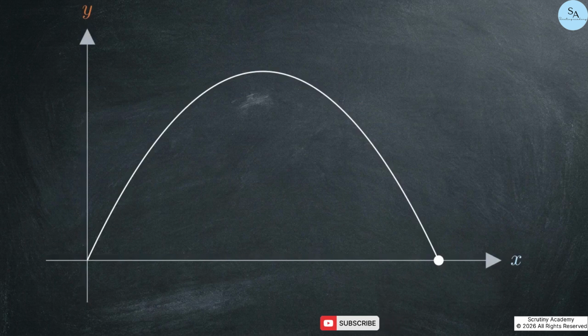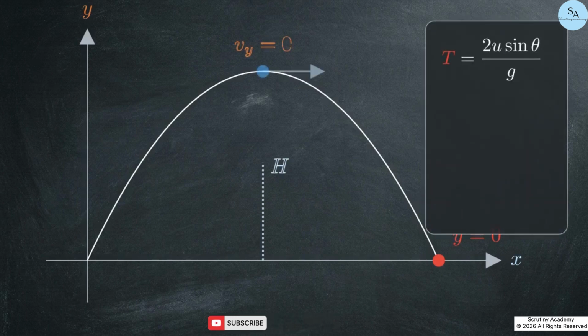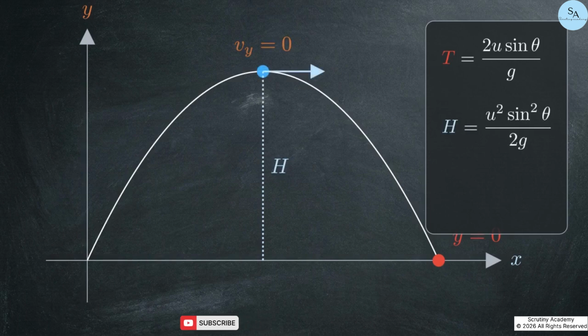To find the total time of flight, we look solely at the vertical axis. When the projectile lands back on the ground, its net vertical displacement is exactly 0. Setting y to 0 allows us to easily solve for time. We build the other formulas the same way.